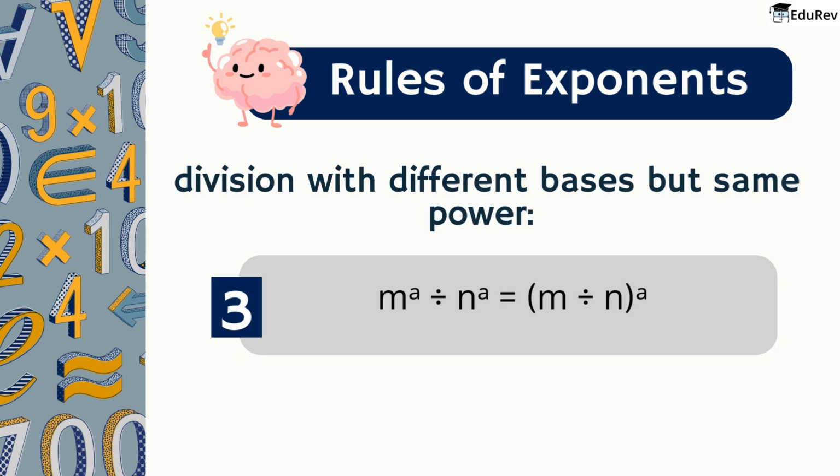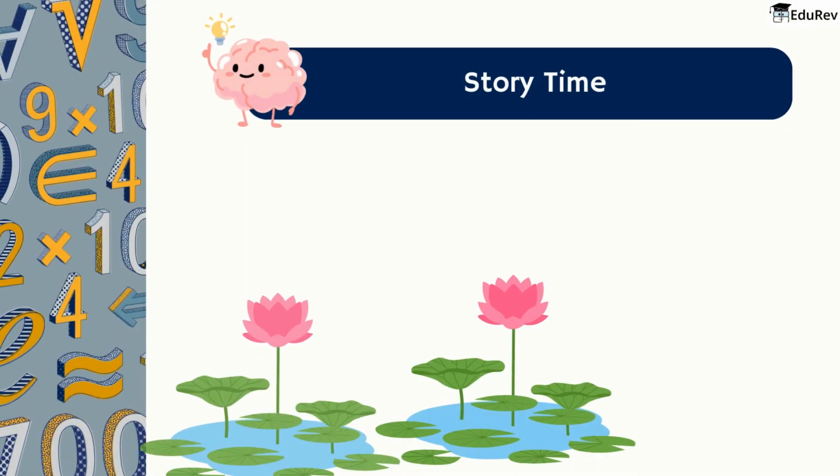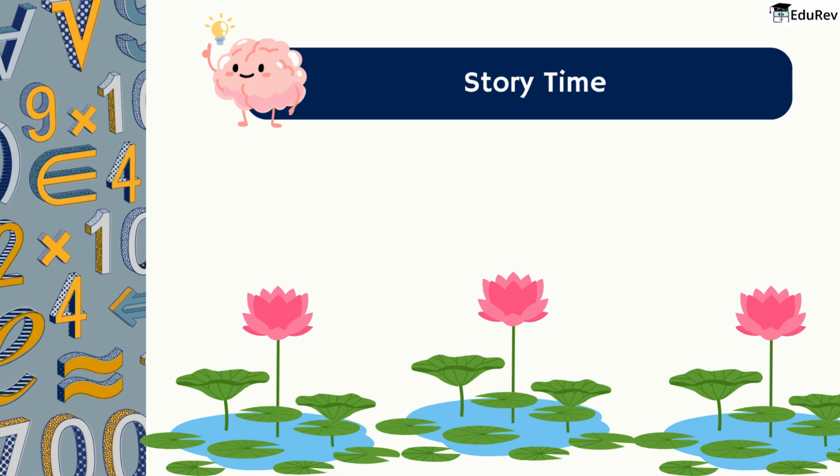Rule 3. Division rule. This is same as multiplication. m raised to the power a divided by n raised to the power a is equal to m divided by n raised to the power a. Let's discuss another story to understand the rules in detail.